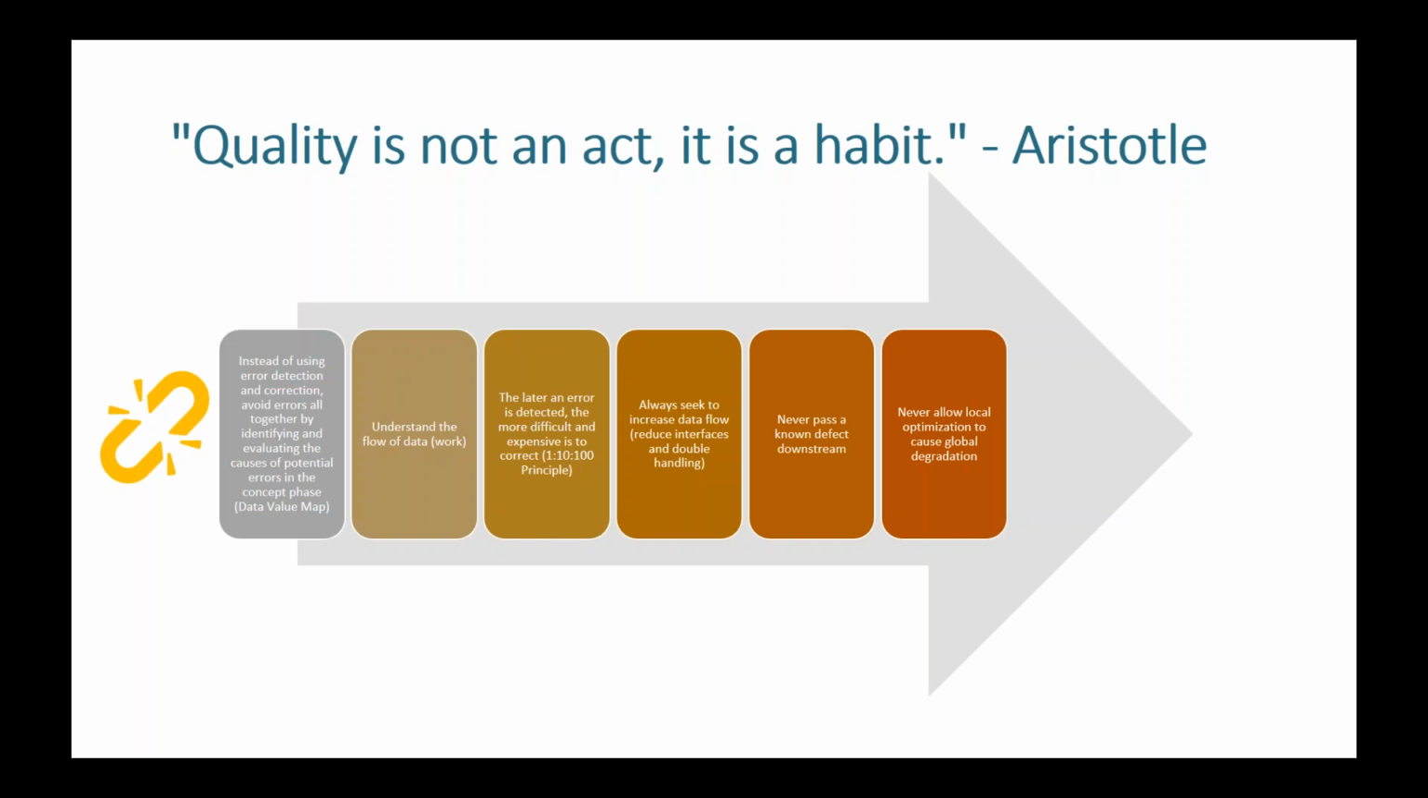And we shouldn't take shortcuts. We shouldn't allow a local optimization to cause a global degradation. We all know that with old integration projects where old legacy code might be built in, we don't understand the rules, people are afraid to touch it, and therefore a local optimization might be an Excel worksheet or something to fix a problem, but down the line, you'll always pay a price.